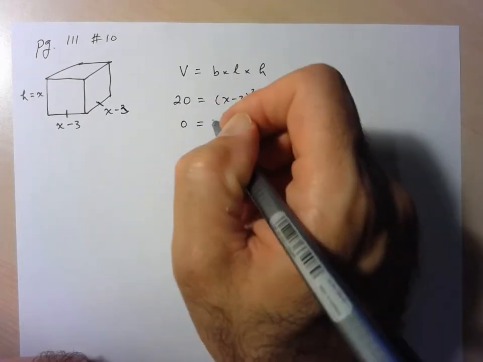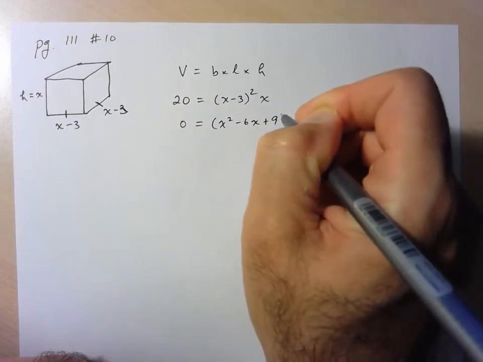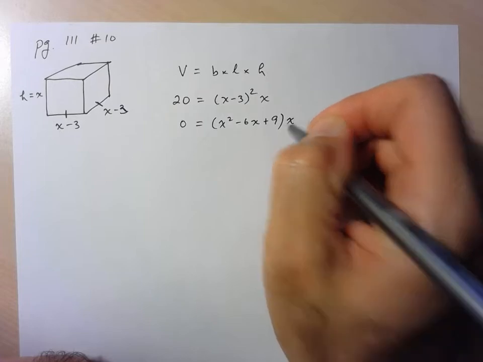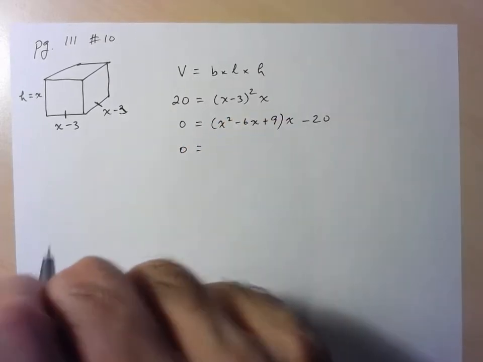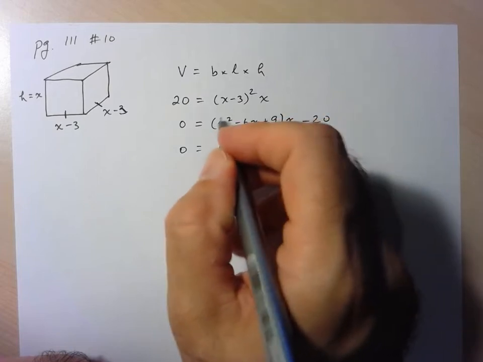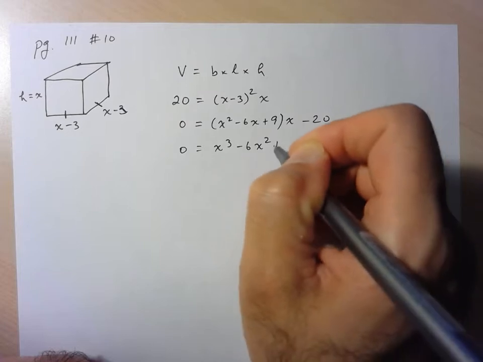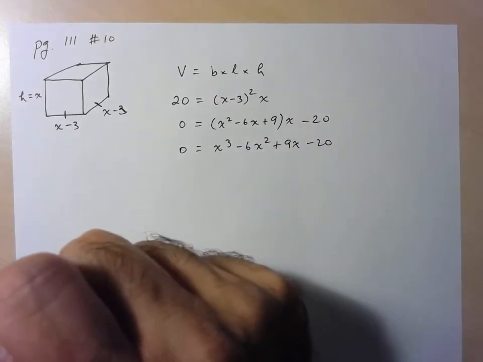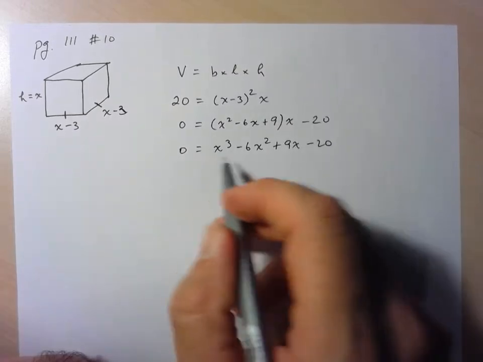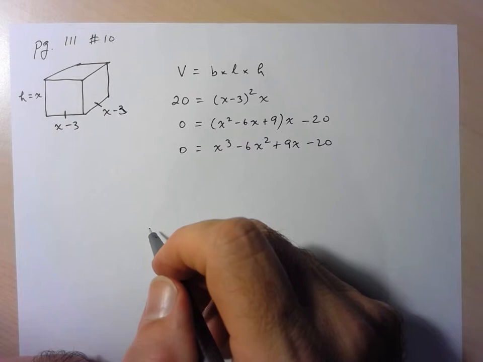So here, (x minus 3) squared is x squared minus 6x plus 9, times x. And then here we have the minus 20, and let's simplify that even further. So distribute the x, we have x cubed minus 6x squared plus 9x minus 20. And this is our more familiar form. Okay, so I take a quick look to see if this can be factored by grouping, and that's not looking like it's going to happen.